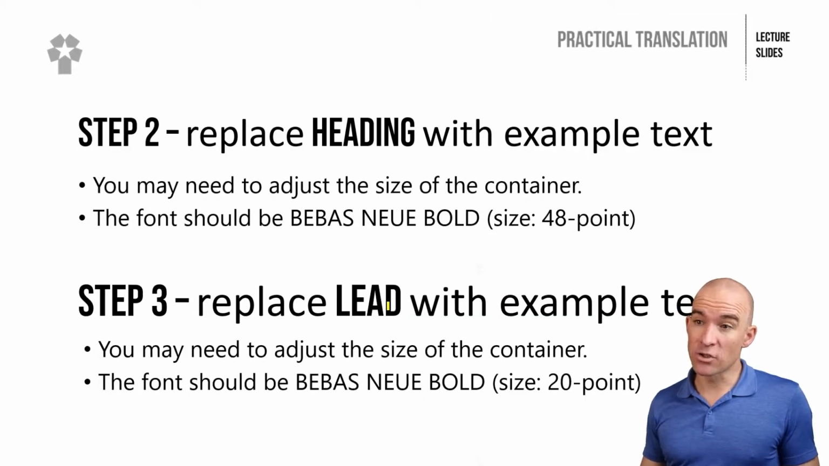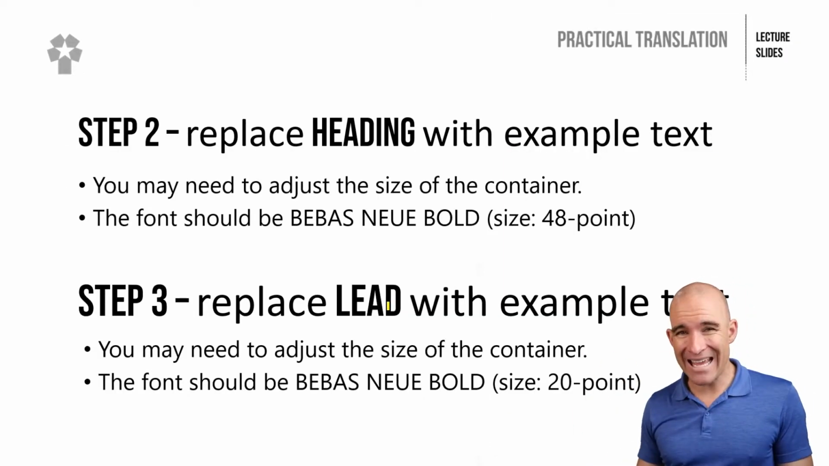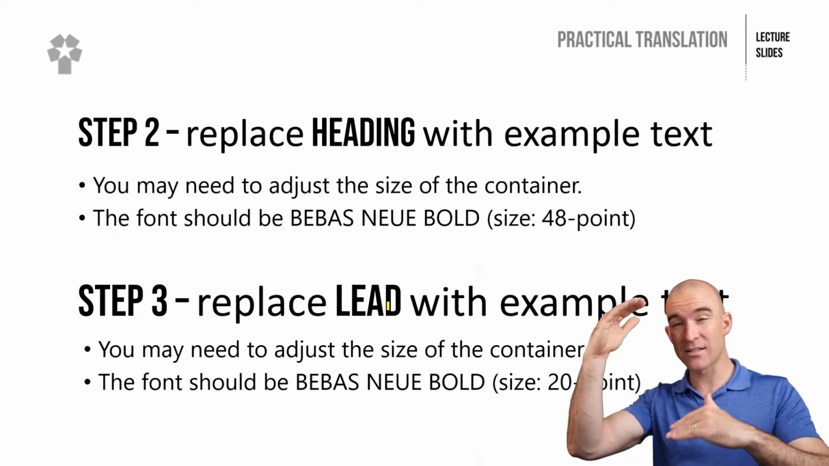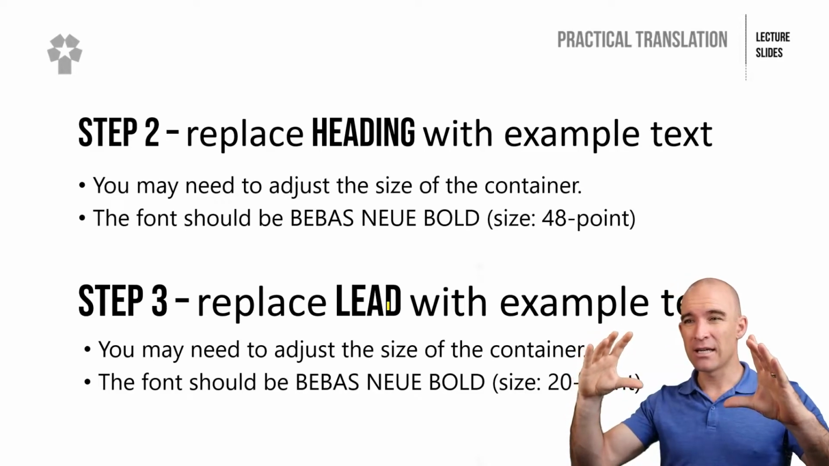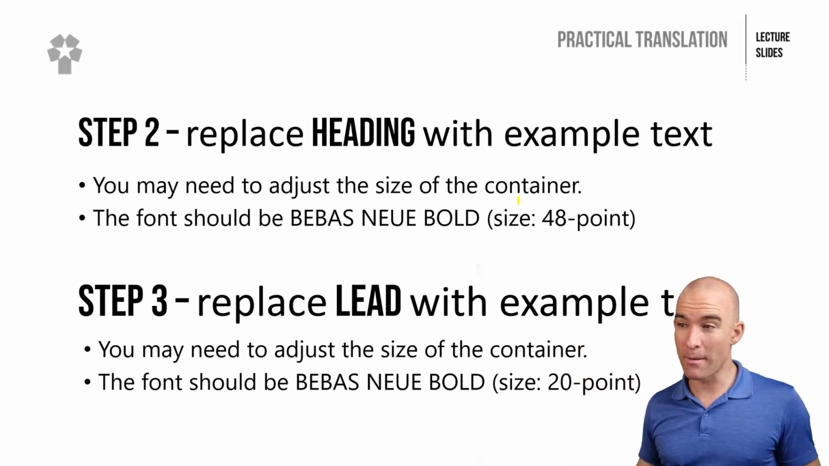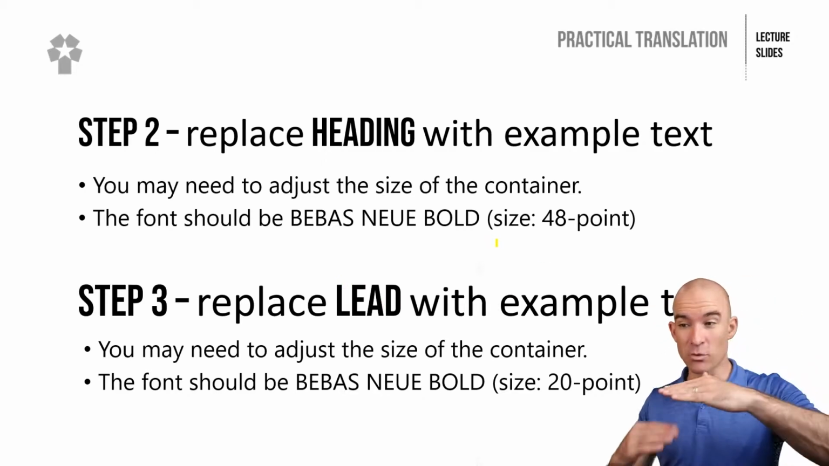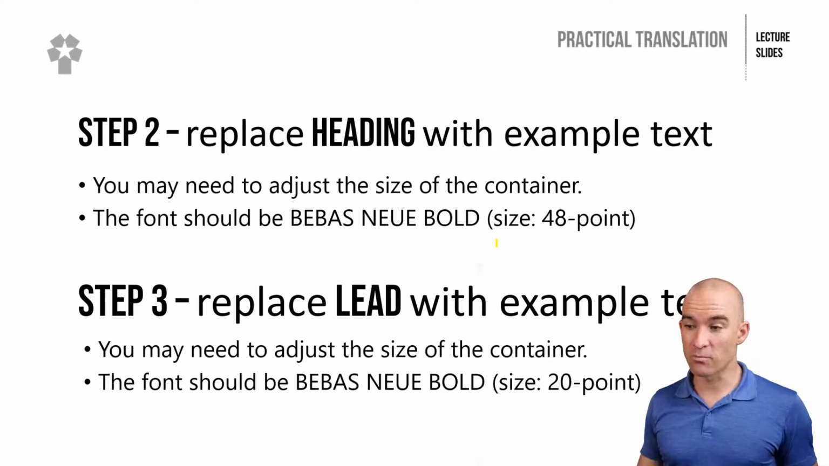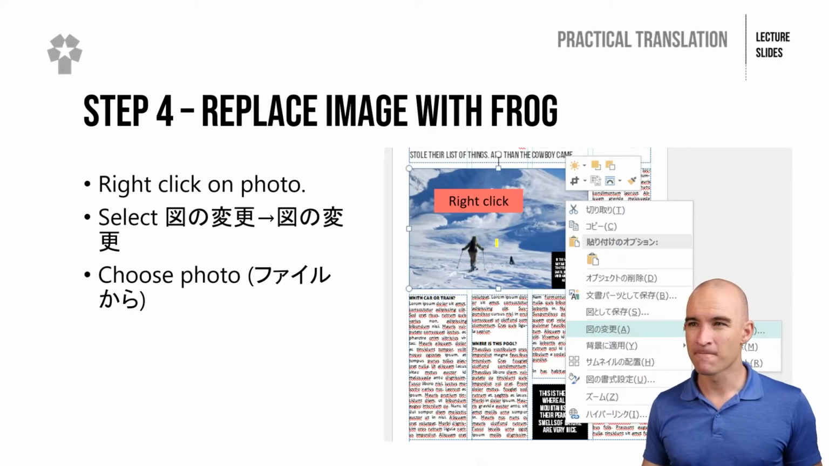So what I'm going to ask you to do is to replace the heading with some example text. You might need to adjust the size of the container. The font should be Bebas Neue Bold. And then I'll ask you to replace the lead with sample text. Once again, you might need to adjust the size of the container, and the font should be Bebas Neue Bold, 20 point, maybe 16 point.